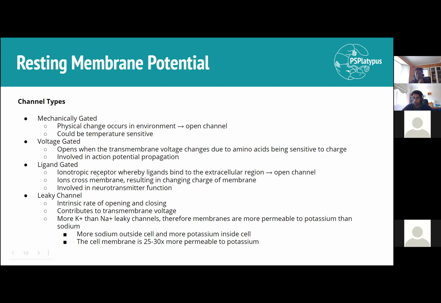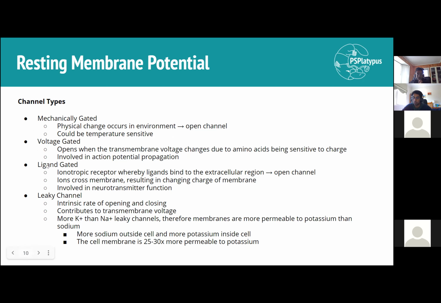You have a bunch of different types of channels to change the permeability when you want to. For example, mechanically gated channels are mainly about physical change occurring. It can also be temperature sensitive. Voltage gated channels open when the voltage difference across the membrane changes to a certain value, which triggers the channel to open and causes movement of ions. That's going to be very important as we move into action potential propagation.